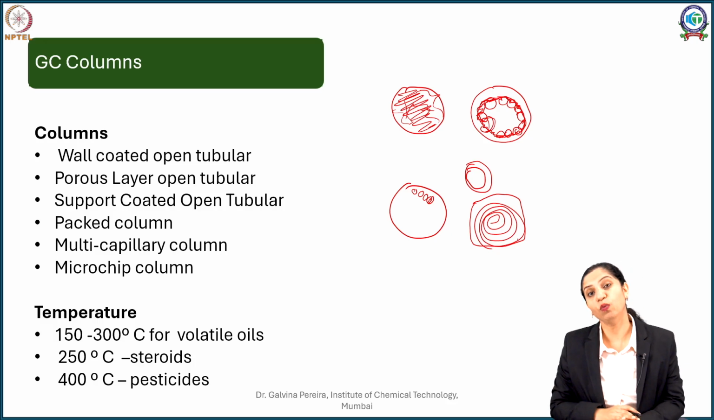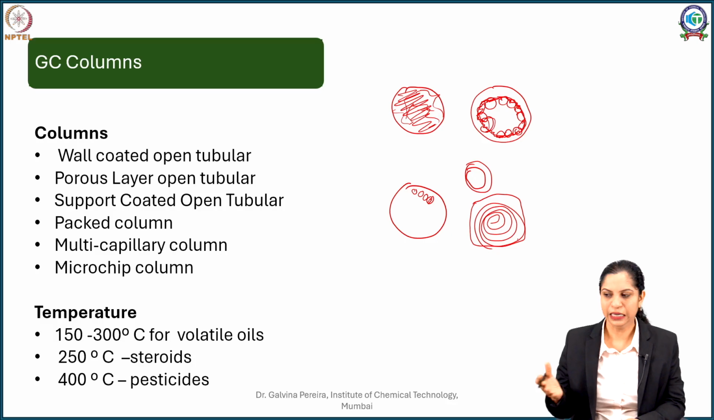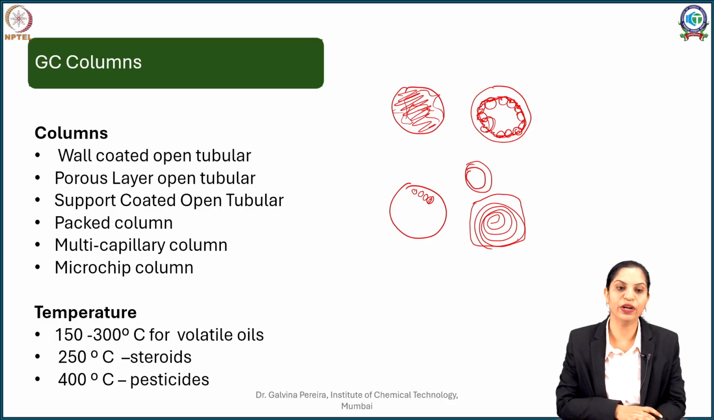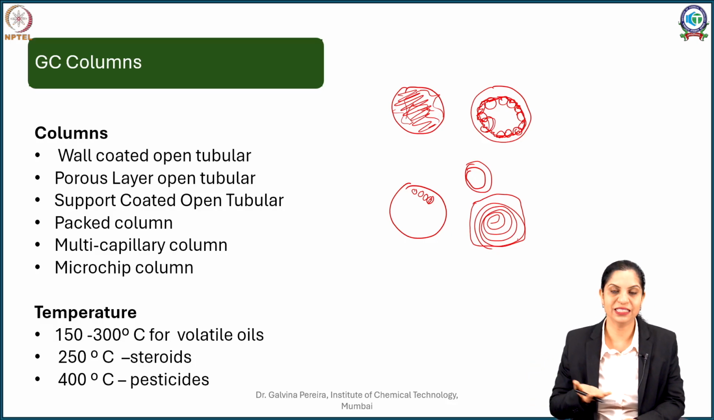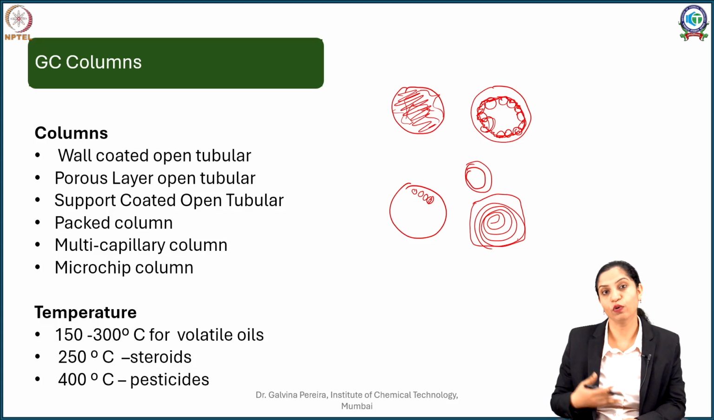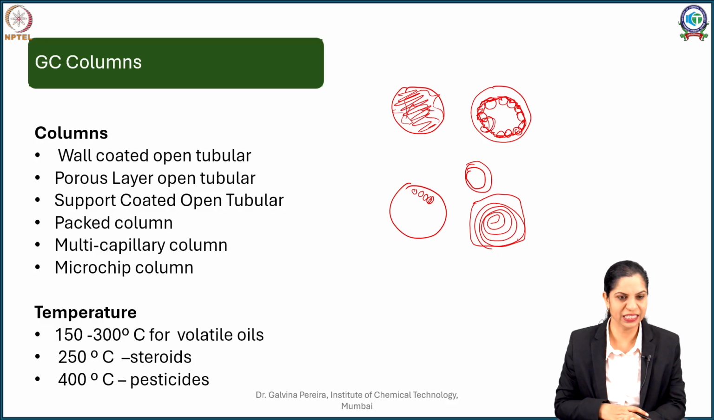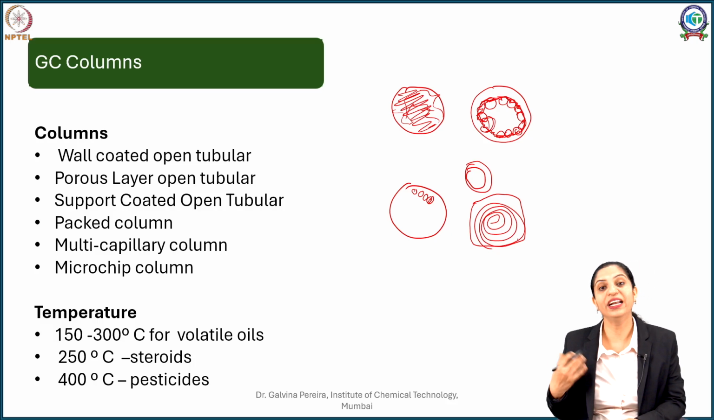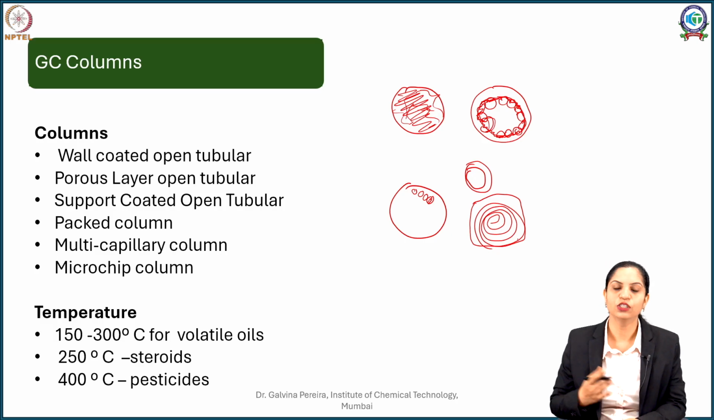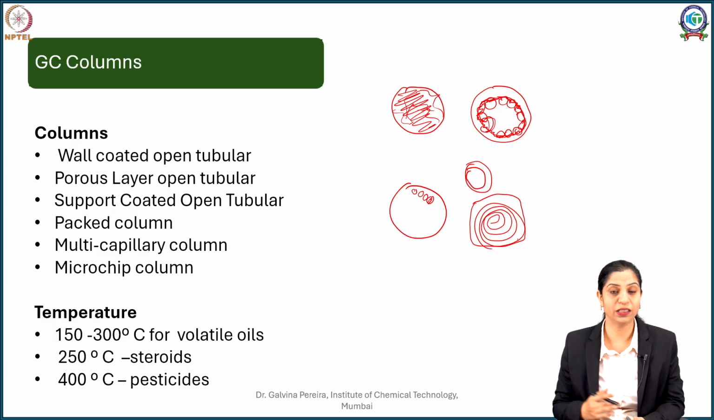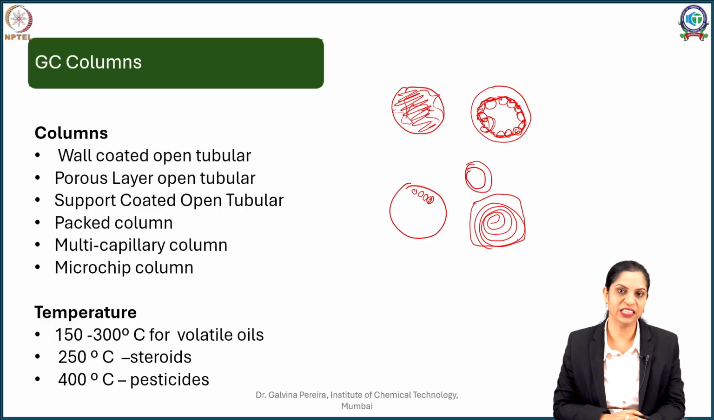Say for example your volatile compounds. Your volatile compounds are generally heated between 150 to 300 degrees Celsius for their analysis. If you want to analyze steroids, they are derivatized, and post derivatization they are heated to about 250 degrees Celsius. Pesticides are very resilient. You require little higher temperatures with them. So for pesticides, many of the methods even go to a temperature as high as 400 degrees Celsius.